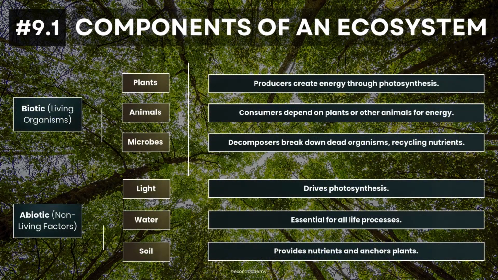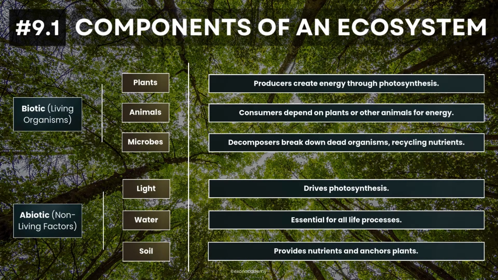Chapter number 9.1, Components of an Ecosystem. An ecosystem is a community of living and non living components that interact with each other to sustain life. Number 1, Biotic components. These include all living organisms: producers that create energy through photosynthesis, consumers, which include herbivores, carnivores, and omnivores, which depend on plants or other animals for energy, and then decomposers, bacteria and fungi, which break down dead organisms, recycling nutrients to the soil.